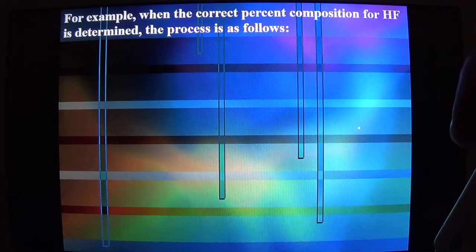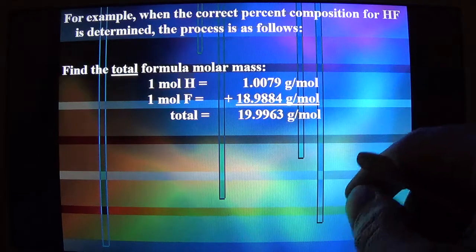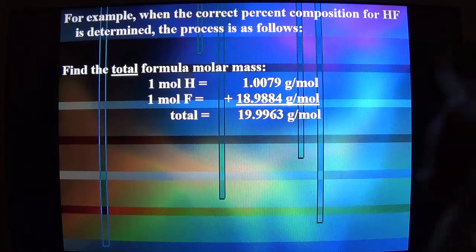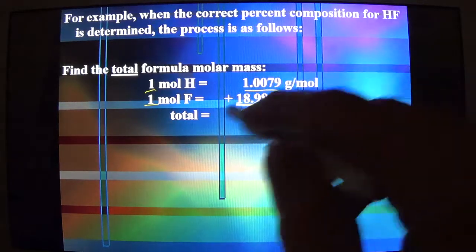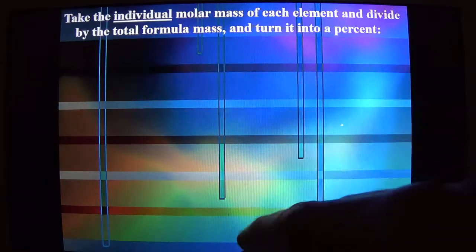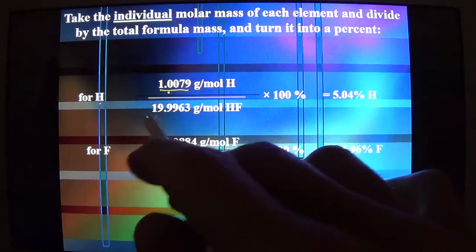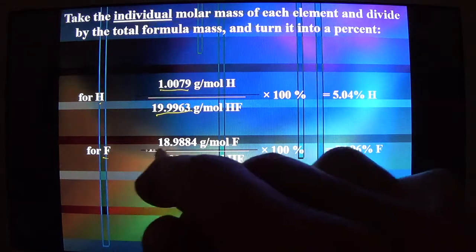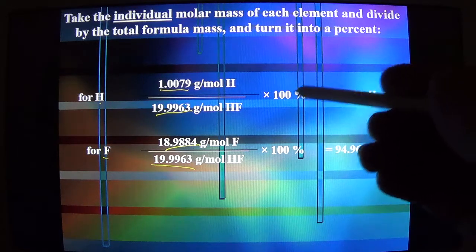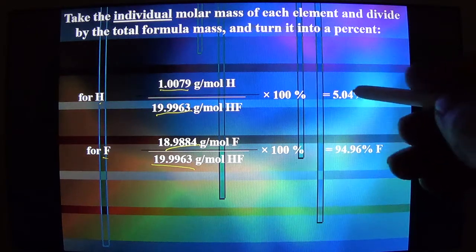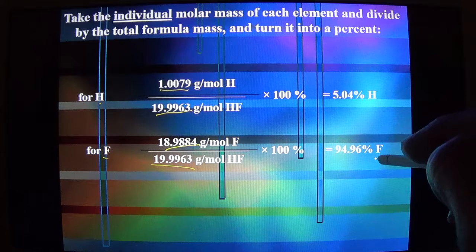Let's do it for a simple one, hydrogen fluoride, HF. You'll notice 1 hydrogen, 1 fluorine. Now first I need a total. So from the periodic table, I found the mass of 1 hydrogen, 1 fluorine, and I totaled that up. Now I'm going to take each individual mass in turn, 1 hydrogen, there's my total, 1 fluorine, there's my total, times 100. The percent sign is your label, and I have 5.04% hydrogen and 94.96% fluorine.